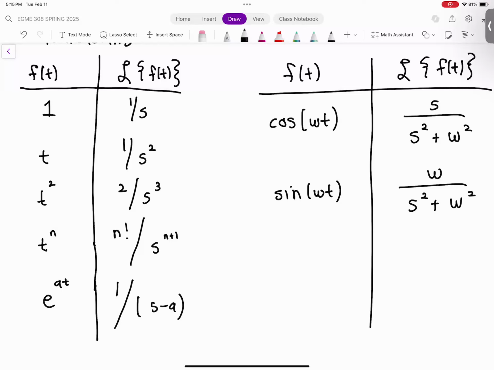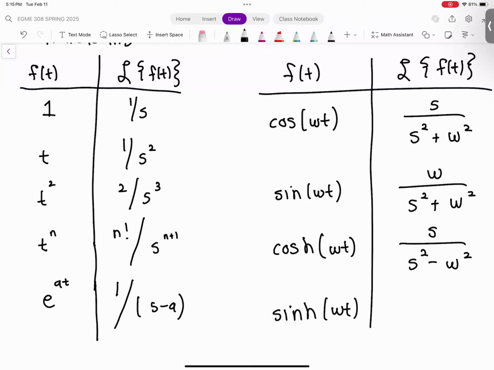And then let me give you the hyperbolic ones, and then we'll call it for today. Okay, so we have hyperbolic cosine, cosh of omega t. The Laplace transform for this is s over s squared minus omega squared. And then hyperbolic sine, sinh omega t. The Laplace transform for this is omega divided by s squared minus omega squared.